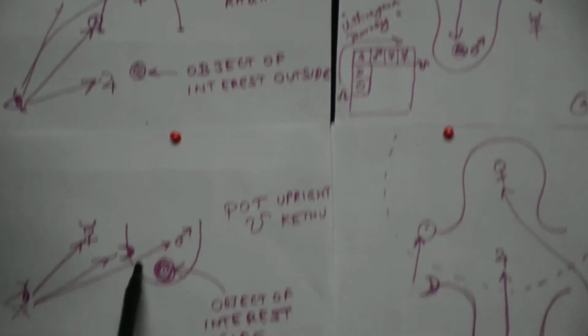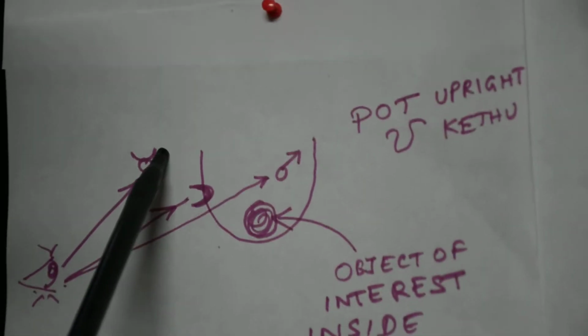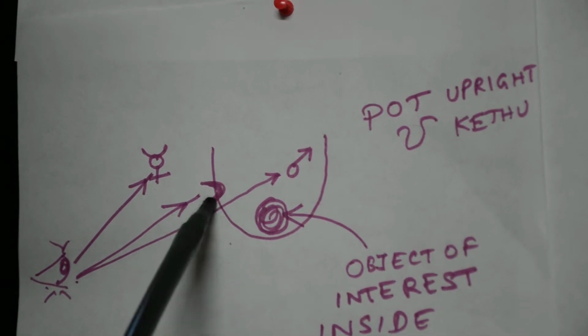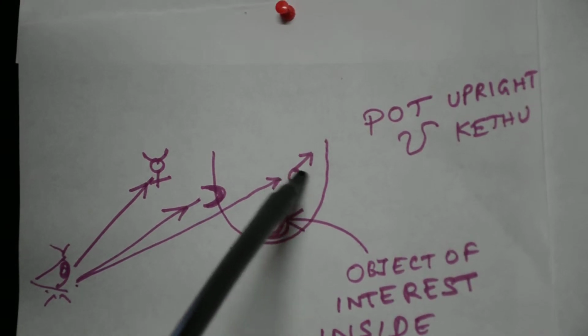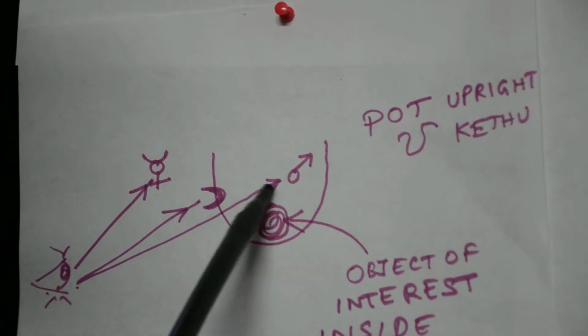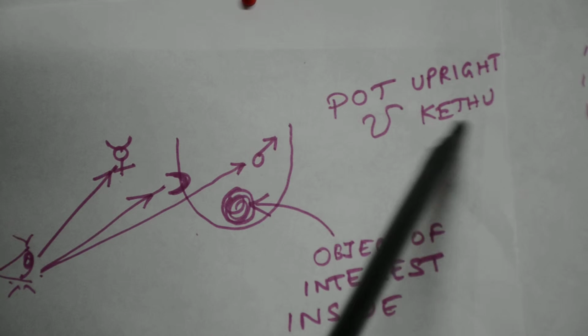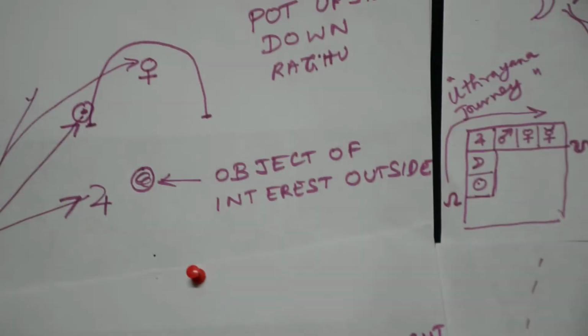And when the part is upright, you again have 4 perspectives. Here you can see the object is inside the part, and the observer can see outside the part. This particular perspective is called Mercury, and he can observe the upright part. This is called Moon, and he can see inside the part. This is called Mars. And for the part upright, you can see the symbol. This symbol is called Ketu. When the part is upside down, it's called Rahu.